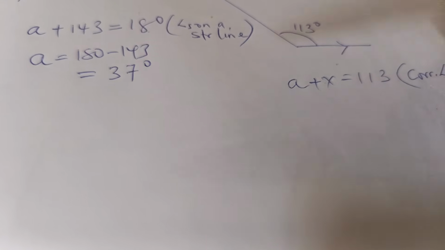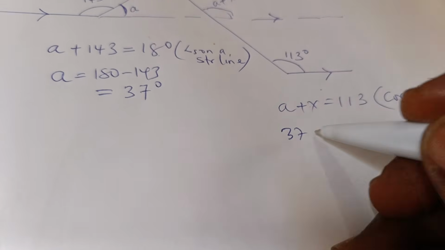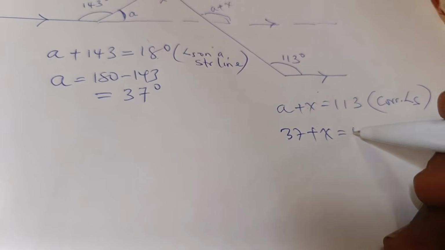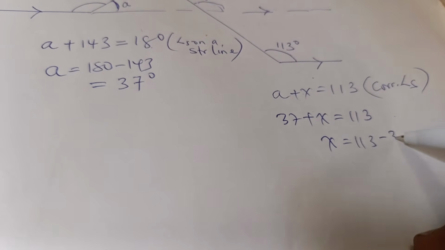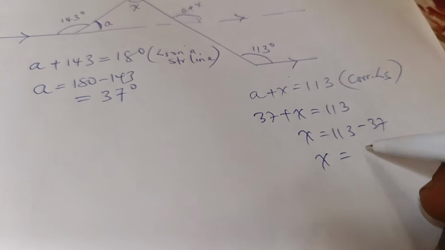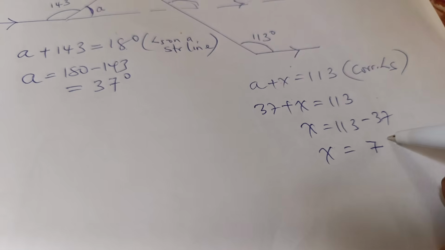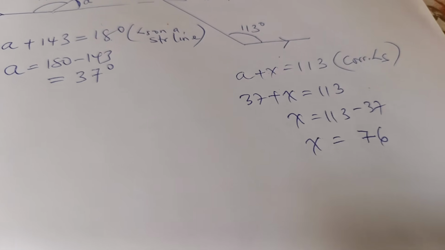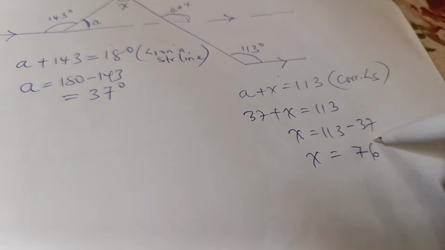With that, I already know what A is. A is 37. So 37 plus X will be equal to 113. So X will now be 113 minus 37. If I do my subtraction right, I should have 76. That's what your answer should be. So that takes care of that. Remember to put your unit.